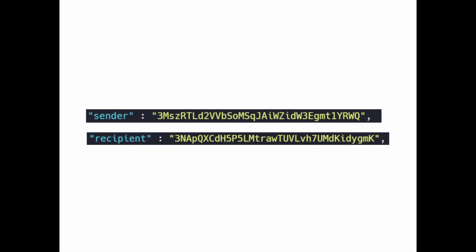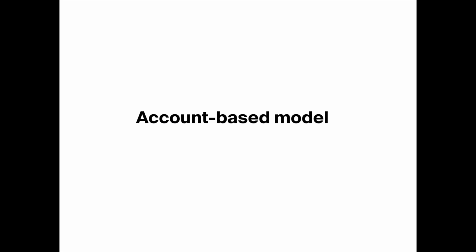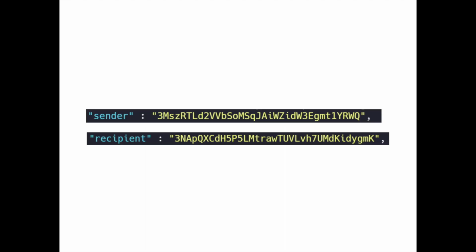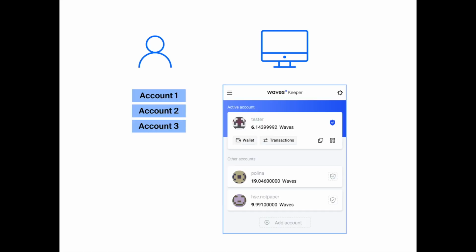A very important question: what are sender and recipient? As I've already told, these are addresses of accounts. So 2 accounts, sender and recipient, both of them have addresses, different strings. Let me explain more about this. Each user in the blockchain can have many accounts: account 1, account 2, account 3. And using some software, the user can work with accounts. For example, here you see the basic tool called Wavekeeper.